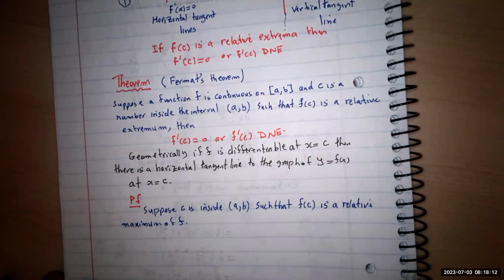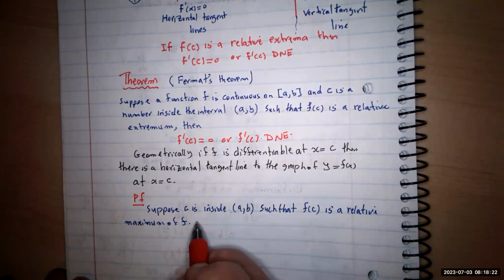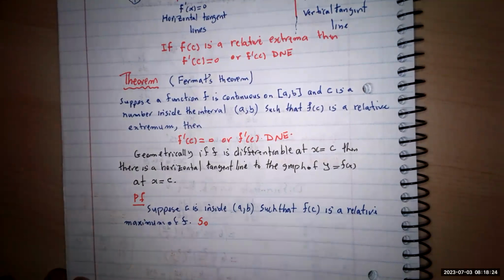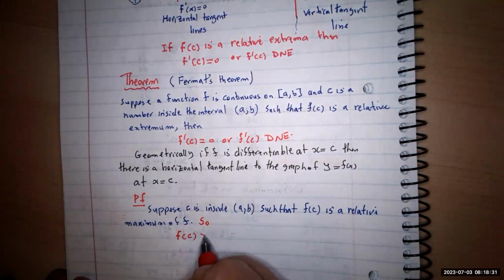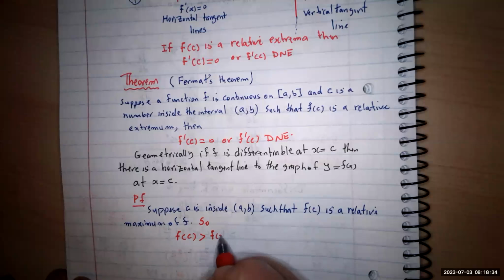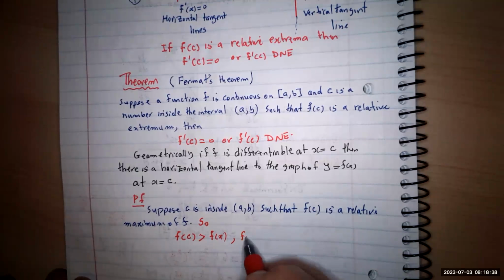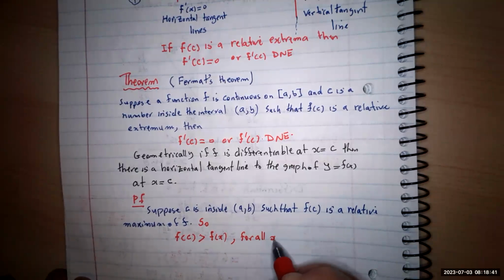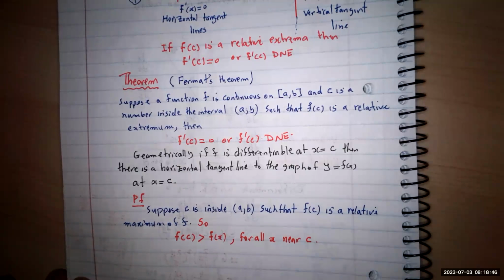Remember relative maximum, what does it mean? This means it's a great value of the function, but only in my neighborhood. So what's the definition? The definition is that it is a big value of the function. This means f of C is greater than f of x, or greater than or equal to, it doesn't matter. But for a while, meaning for all x near C, a little bit to the right, a little bit to the left.